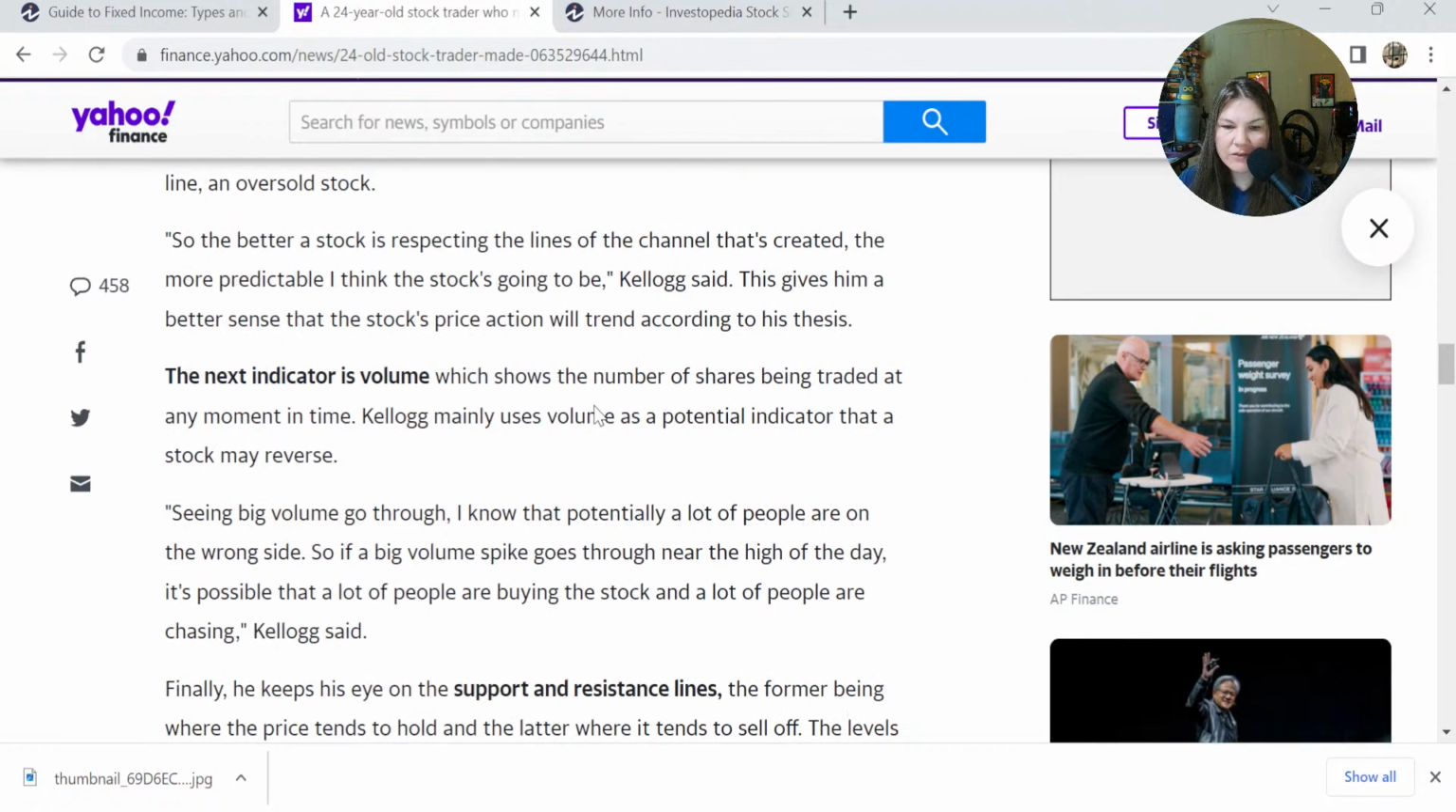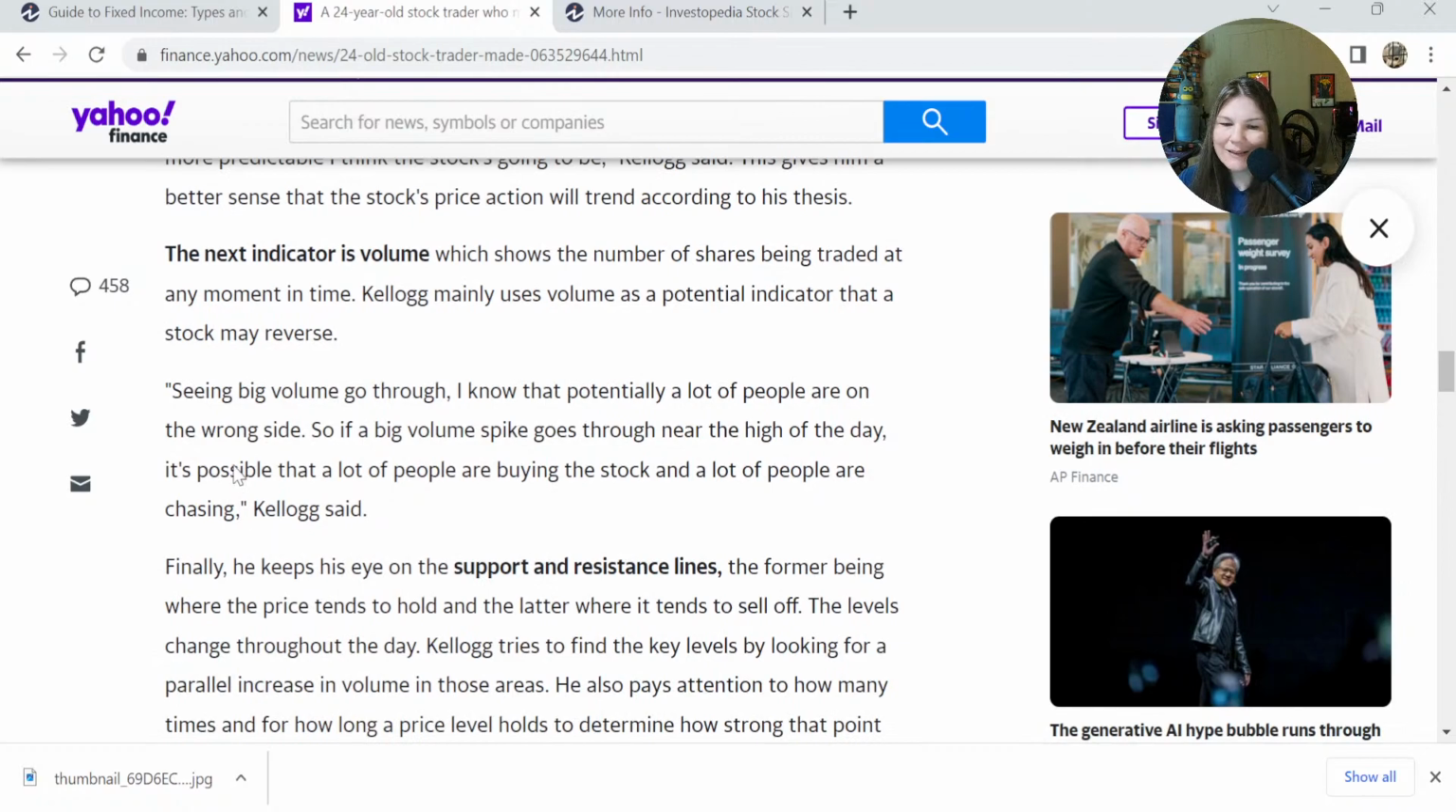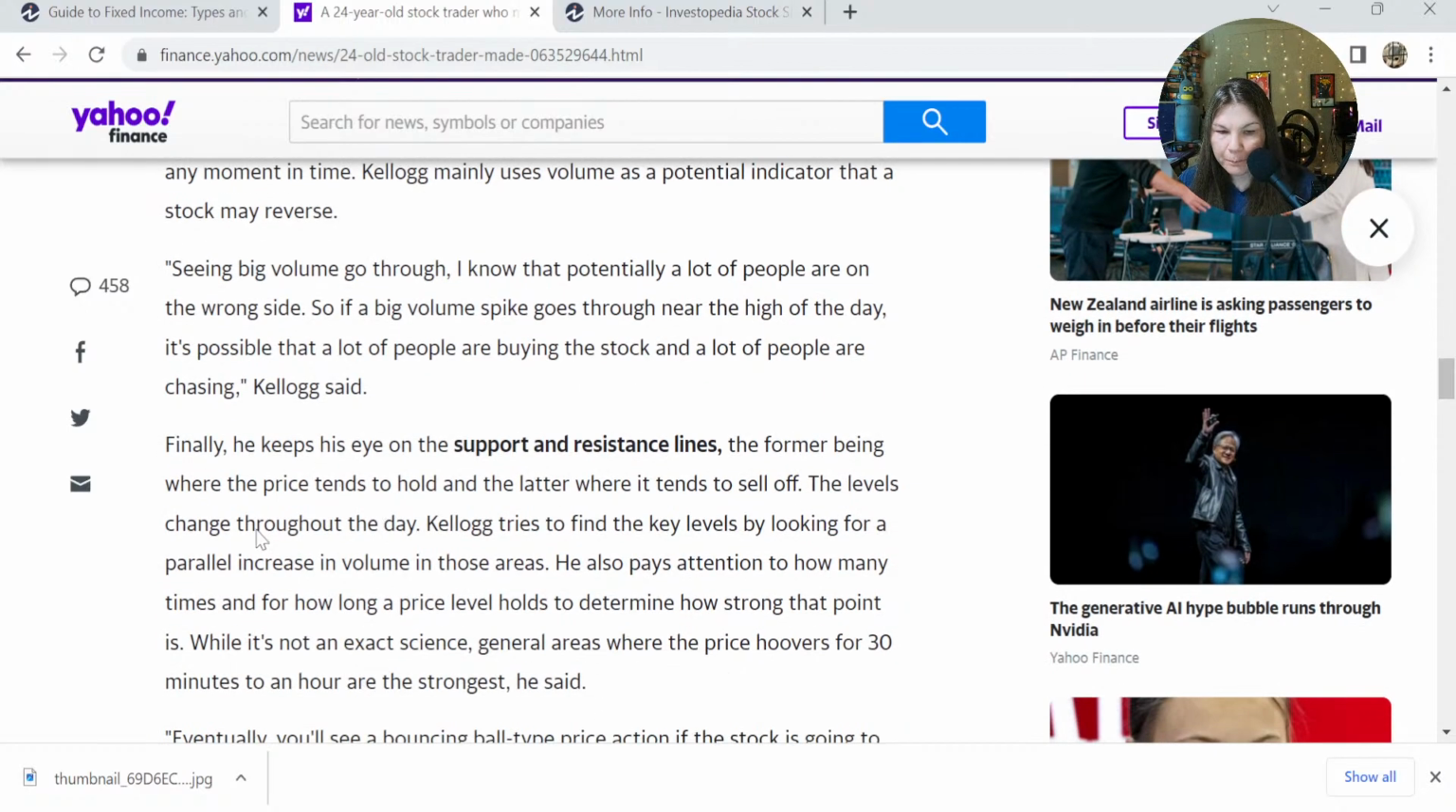The next indicator is volume, which shows the number of sales being traded at any moment in time. Kellogg mainly uses volume as a potential indicator that a stock may reverse. "Seeing big volume go through, I know that potentially a lot of people are on the wrong side. So if a big volume spike goes through near the high of the day, it's possible that a lot of people are buying the stock and a lot of people are chasing."